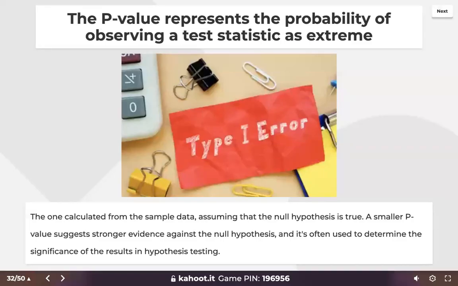But the p-value is going to represent the probability of observing a test stat as extreme as the one calculated from the sample data, assuming that the null hypothesis is true. A smaller p-value suggests stronger evidence against the null hypothesis and is often used to determine the significance of the result in hypothesis testing. And that sounds so confusing, I know.